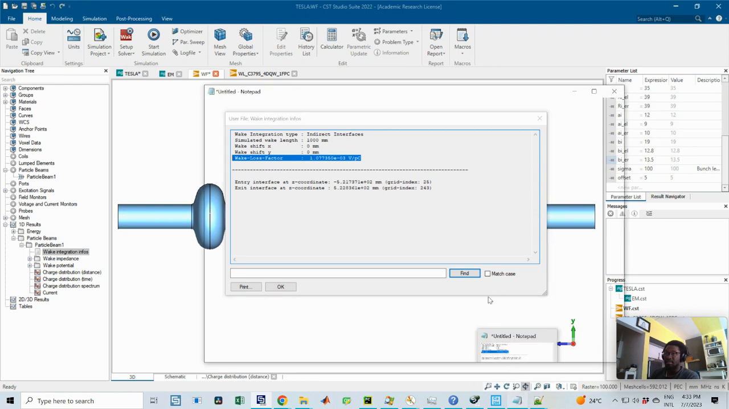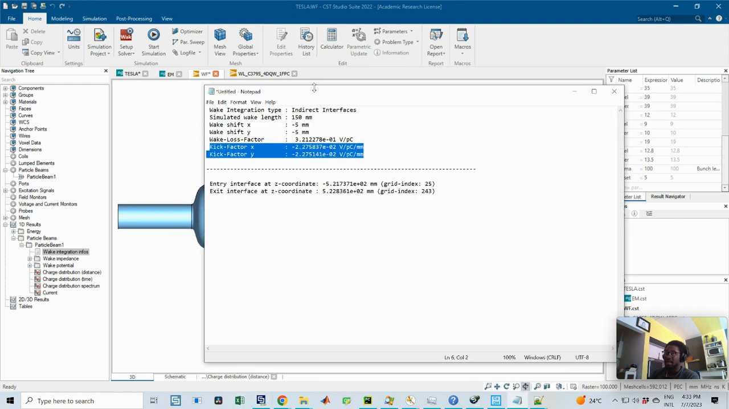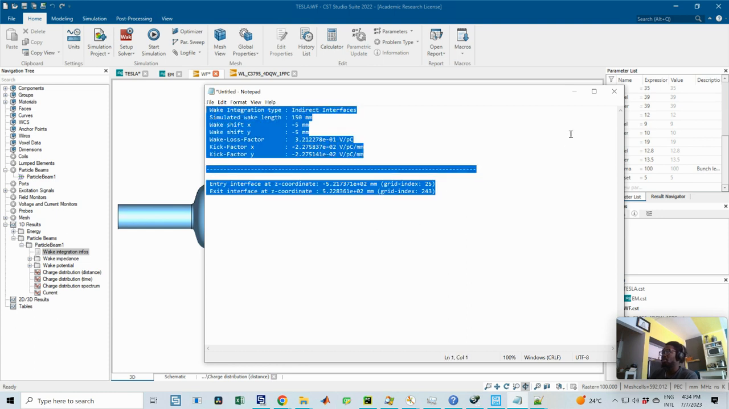Now I already copied the typical result for the kick factor. If you offset your integration part in CST Studio when you define your particle beam, then CST would calculate the loss factor, the kick factor, and the kick factor X, and also the kick factor Y. In this simulation, I don't think it was exactly this geometry. I offset my integration part by 5 millimeters in the X direction and 5 millimeters in the Y direction. So this is what you would have.